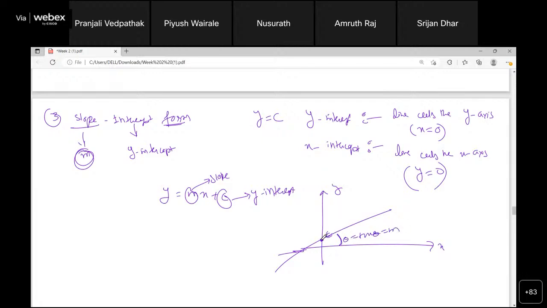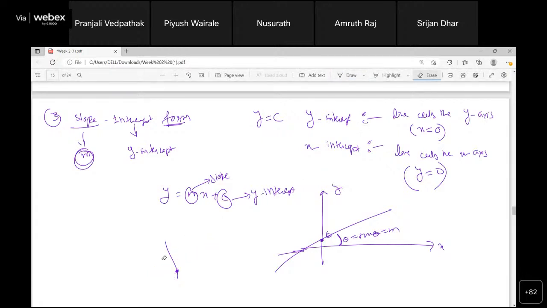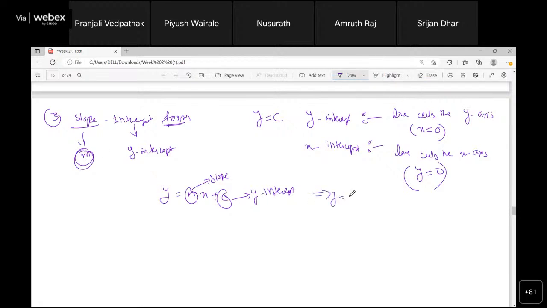So this is my c coordinate. It's cutting the y-axis at a particular point, right? It can be like this, or it can be like this also. Yes, sir, it can be positive, it can be negative also. That is my y-intercept. So y equals mx plus c. In that, m will be my slope and c is the y-intercept. If these two are given to me in the question, I can directly use this formula, y equals mx plus c, right? This is the standard equation of a line.